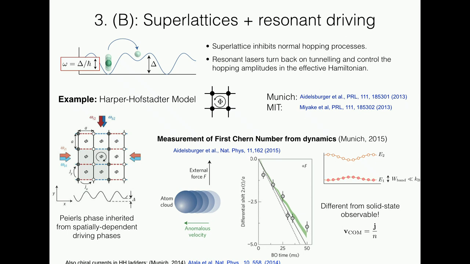And then they were able to see the transport of the system. But it's a little bit different from solid state physics because this is a bosonic cloud. So if you think of fermions, all you need to do is set your Fermi level in the band gap, and then you have a band insulator. The band insulator is in a Chern band, and you get quantized conductivity.